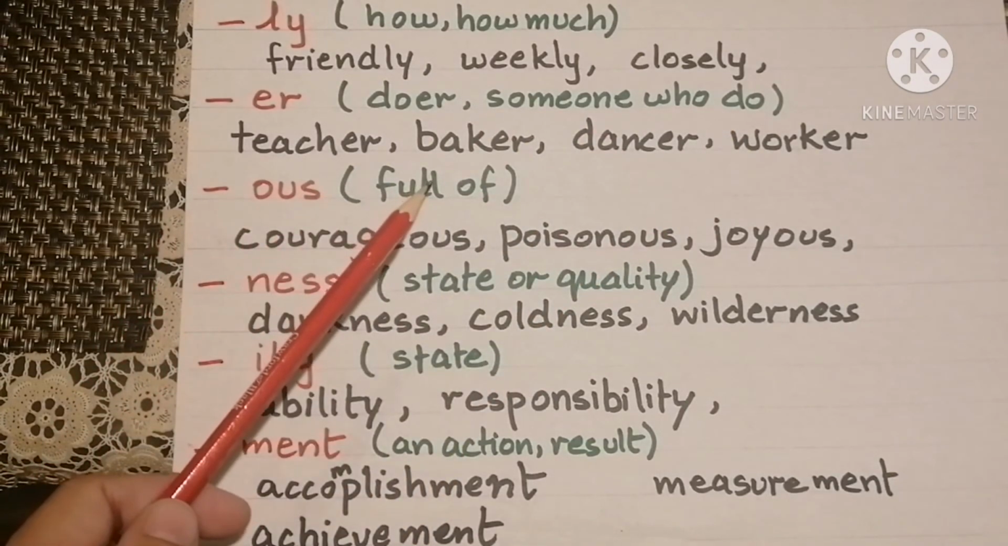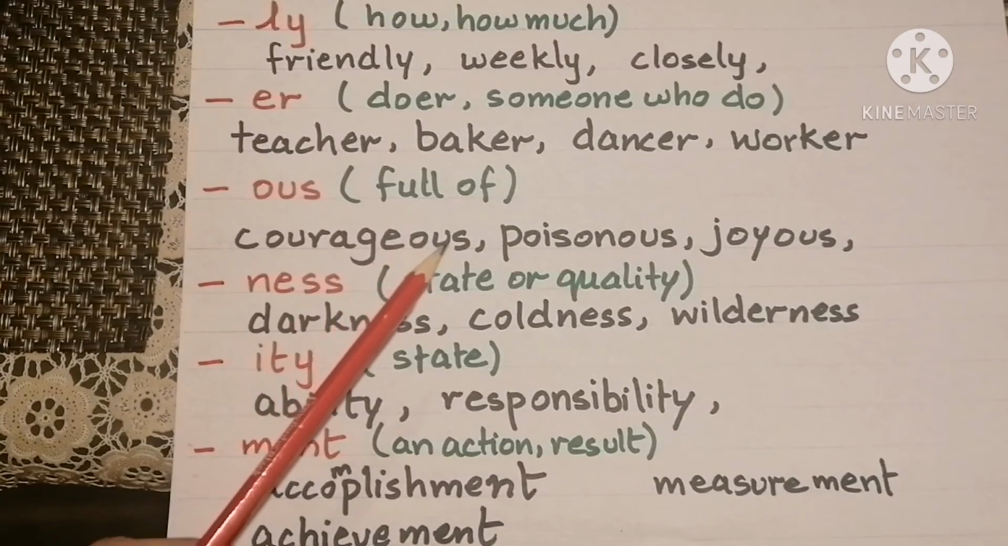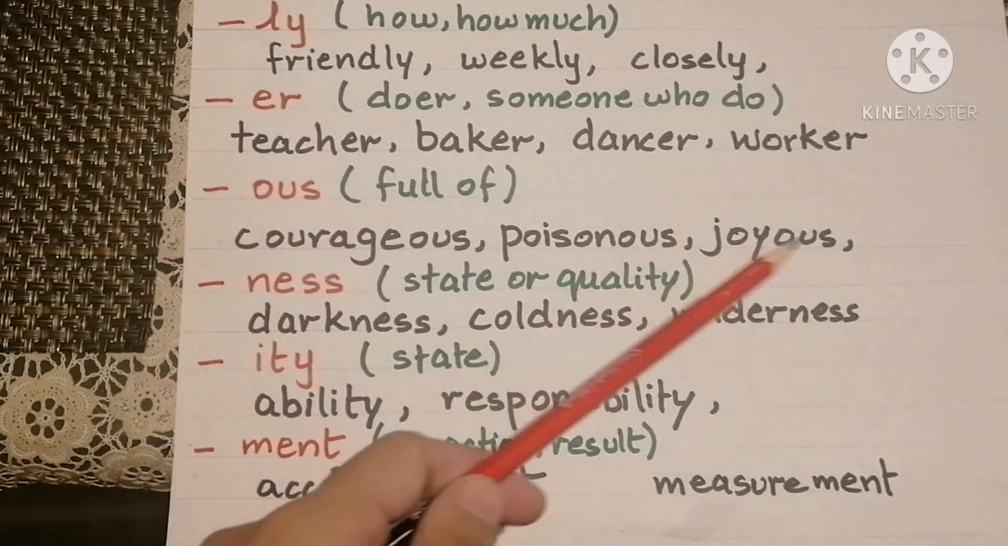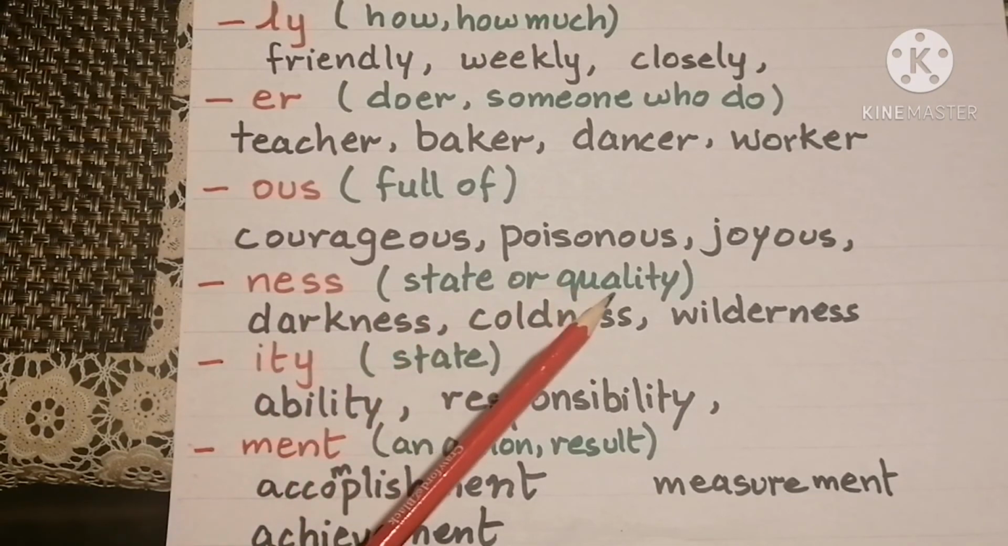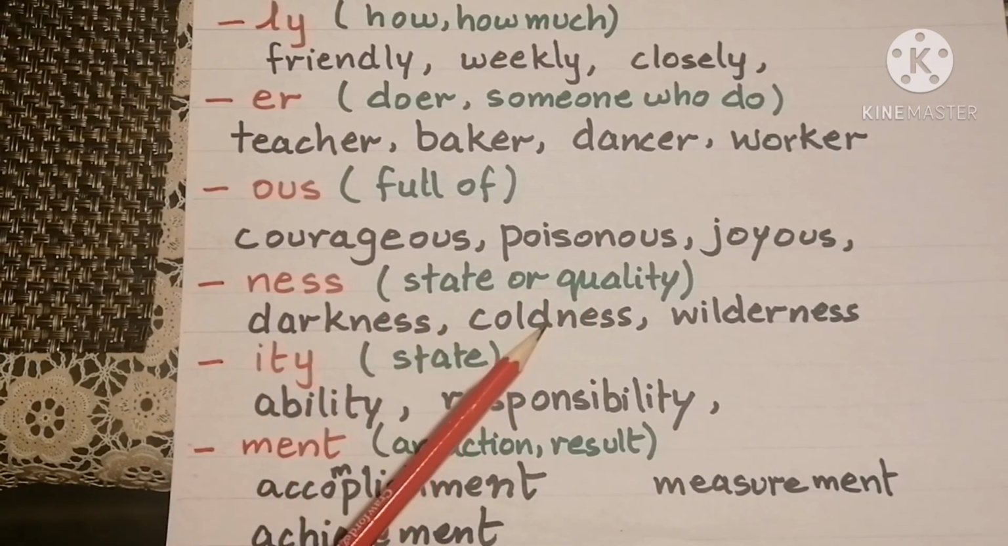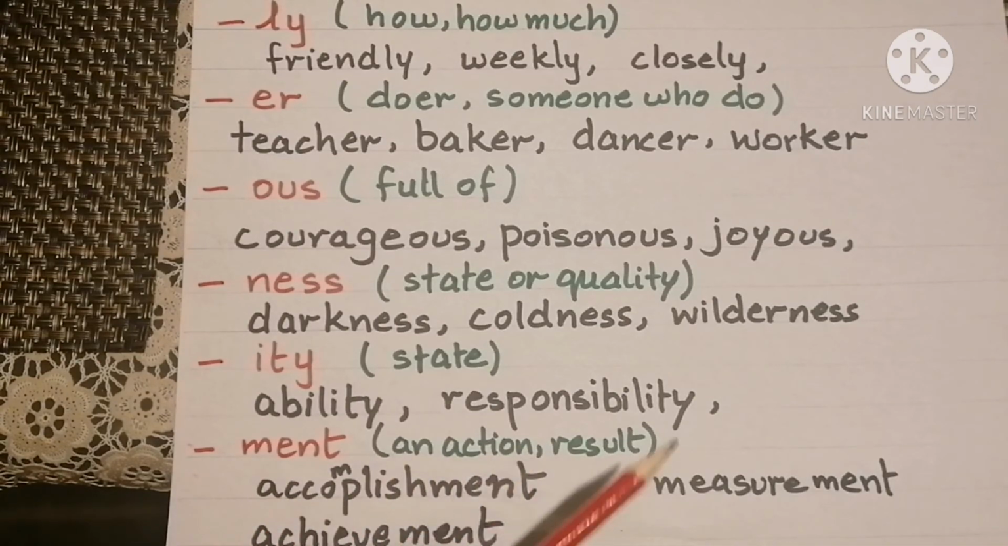Ous also means full of: courageous, poisonous, joyous. Ness, state or quality: darkness, coldness, wilderness. Ity also refers to state, ability, responsibility. Ment, an action or a result: accomplishment, measurement, achievement.